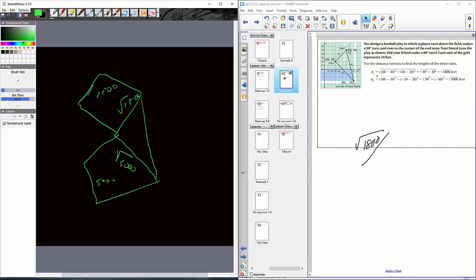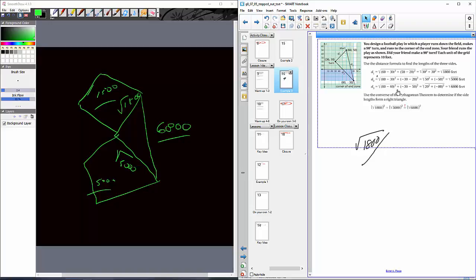So this would be 60, or you can do 80 minus 60, which is 20. And then you can do negative 30 minus 50, which would be negative 80, squared. And that's 6,800. So let's check this out for a second. I have this side here, 1,800 plus 5,000. If I add those together, does that equal 6,800? And the answer is no. It's actually like 300 off, right?